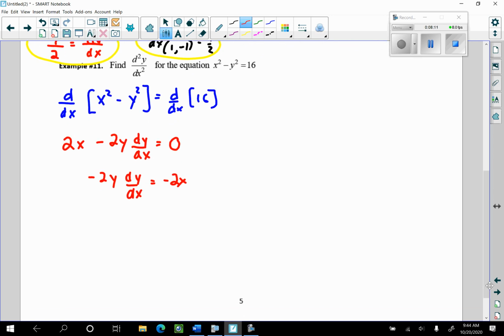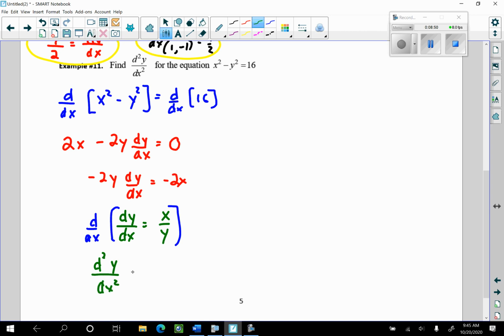Subtracting negative 2x, now I'm going to divide by 2y, and it looks like I have dy dx is equal to x over y. Now I verified that I did a correct job on finding dy dx. Now I have to differentiate again, because I want the second derivative. The derivative of the left side, by notation, is simply the second derivative of y.